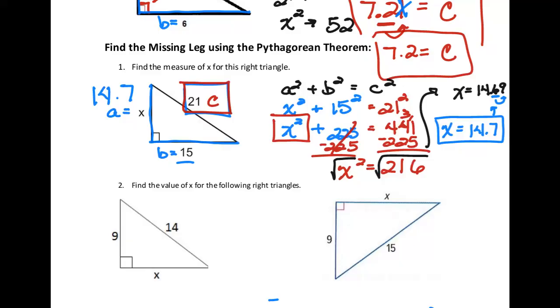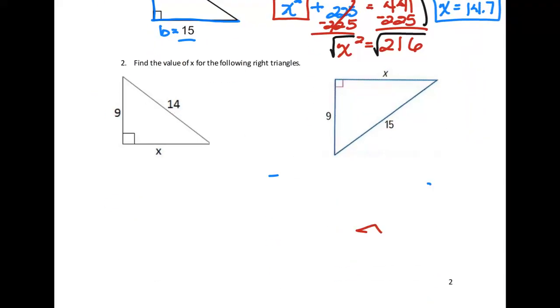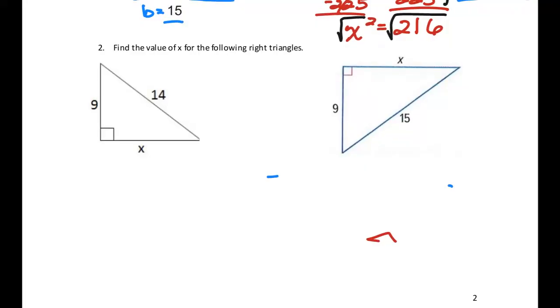All right, let's do number 2. Find the value of x for the following right triangle. Again, it always has to be a right triangle. Okay? So here is the right angle. There's my hypotenuse across. That's the C. I can say A is equal to this, B is equal to this, and start with the formula. A squared plus B squared equals C squared.